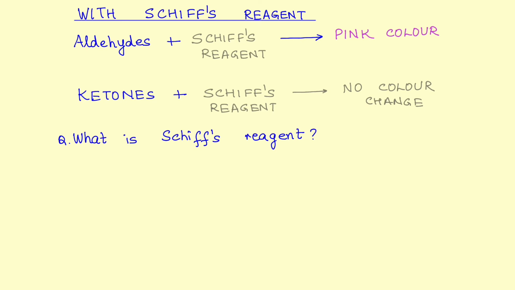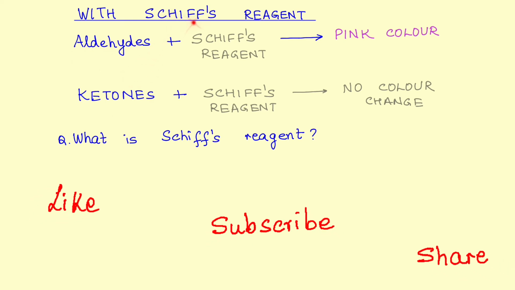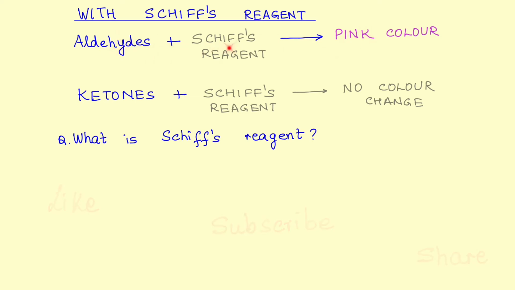Other than Tollens reagent and Fehling solution test, there's another interesting test to distinguish between aldehydes and ketones, and it's the test with Schiff's reagent. Now I've tried to draw it as colorful as possible so that it's easier for you to remember. Aldehydes, when added to Schiff's reagent, immediately turn it into a pink color. We say that the pink color is restored. Why do we say that the pink color is restored?